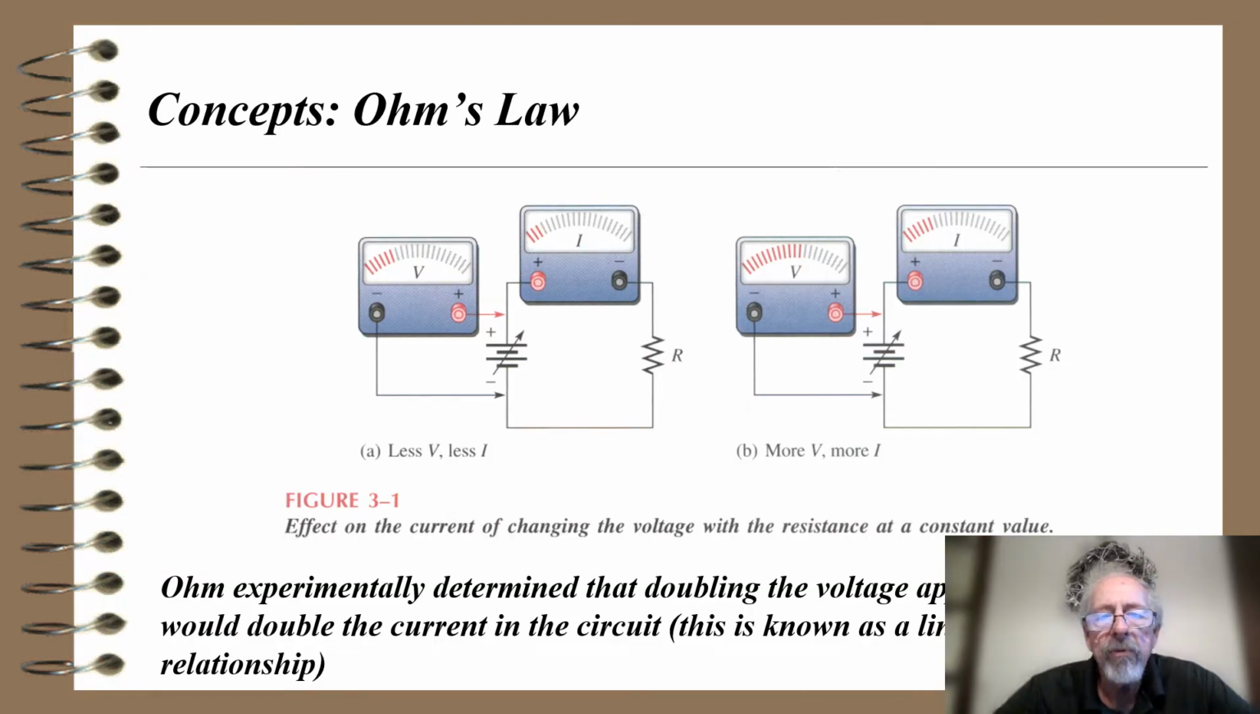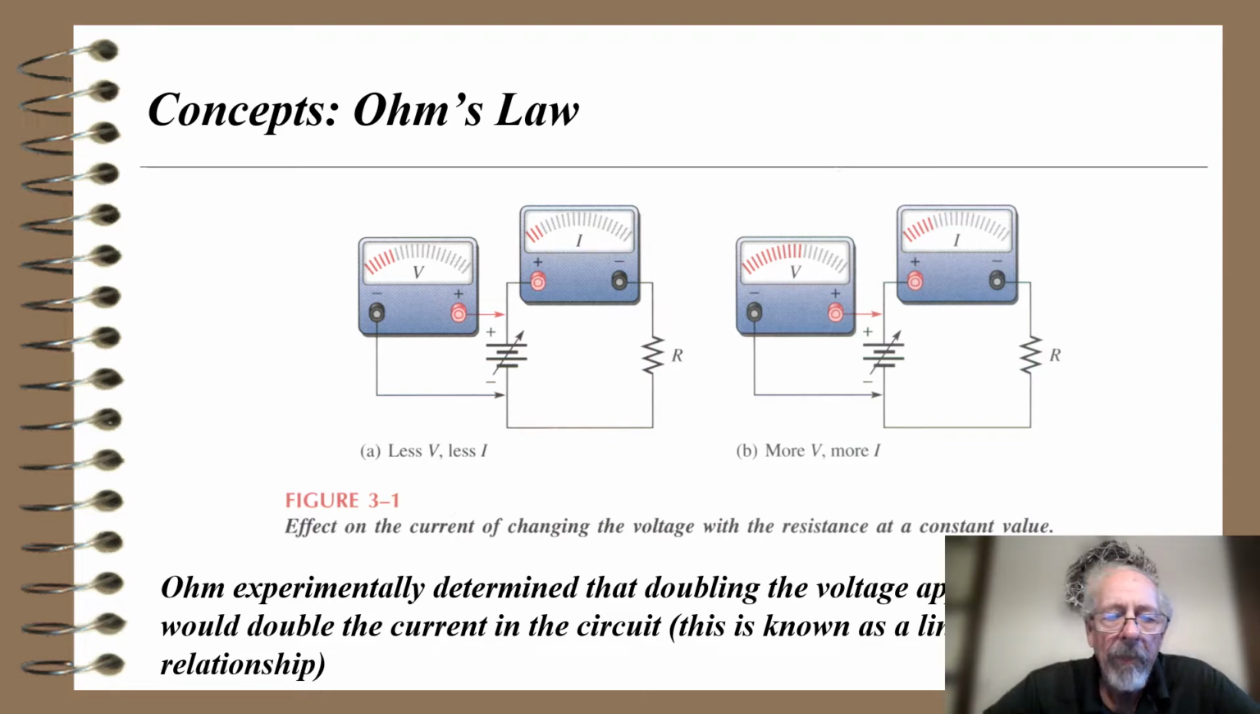So this slide shows a graphic of a voltmeter and ammeter that are connected to a circuit. The voltmeter is across the battery on the left-hand side of each circuit, and the current meter is in the circuit between the battery and the resistor. So you see part A here, less voltage, less current. Part B, more voltage, more current. So that's the effect on the current of changing the voltage with the resistance at a constant value.